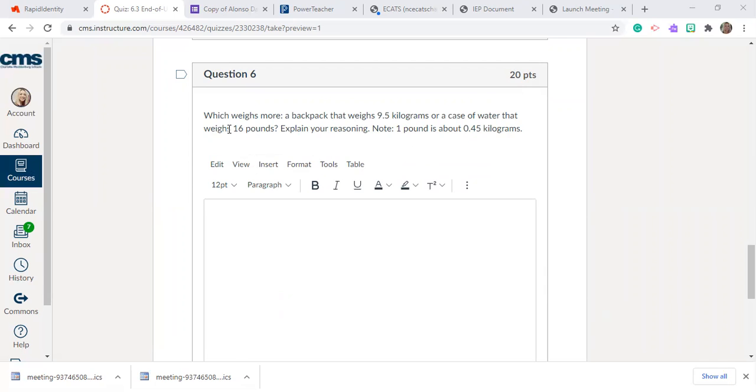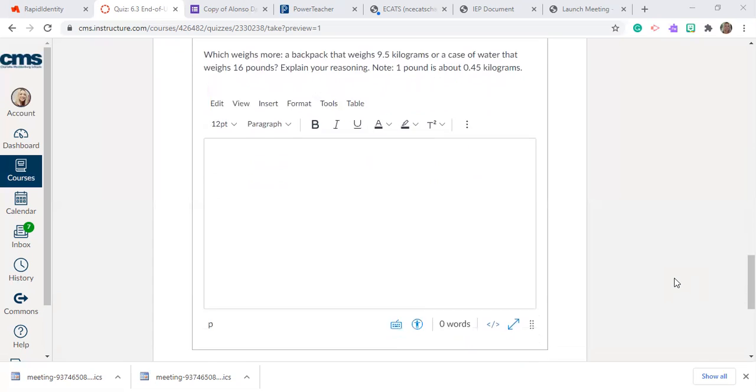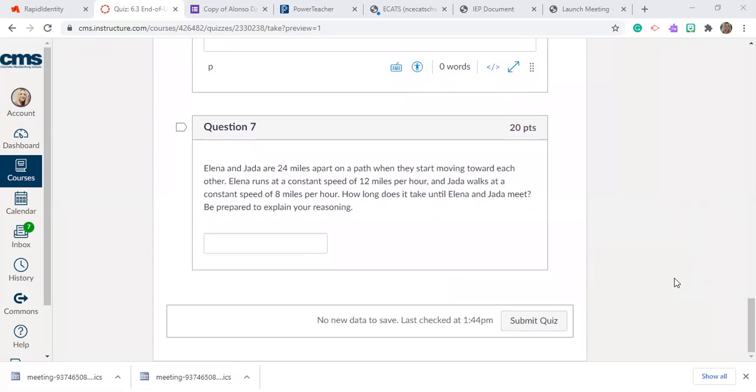Okay, so one more time. Which weighs more, a backpack that weighs 9.5 kilograms or a case of water that weighs 16 pounds? Explain your reasoning. Note, this is important, 1 pound is about 0.45 kilograms. So you will need to go ahead and make your double number line in your notebooks and solve, and then explain how you solved it. Go ahead and pause and do the work.